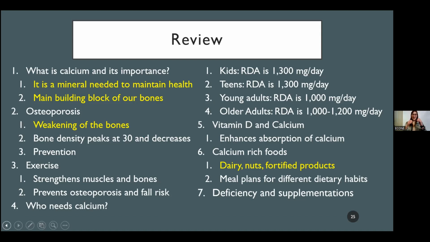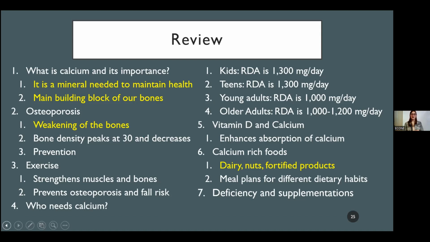So just a final wrap up. What is calcium and its importance? It is a mineral needed to maintain health. It's the main building block of our bones. Osteoporosis is the weakening of the bones. And remember, bone density peaks at 30 and then slowly begins to decrease. And then we also just talked about some ways to prevent that.